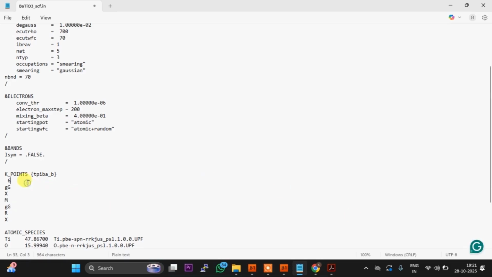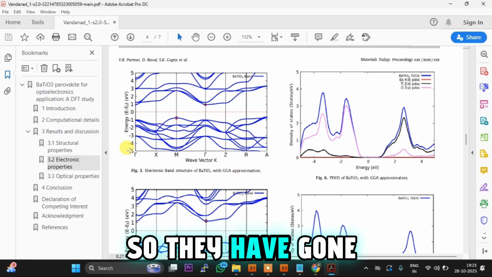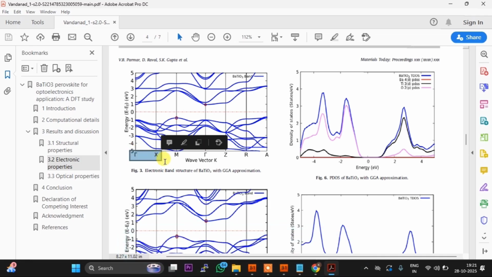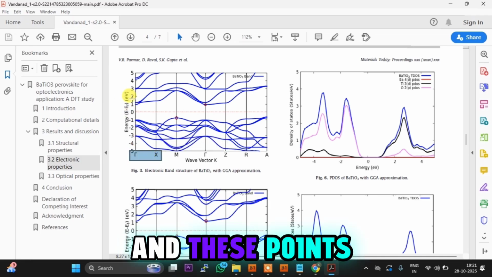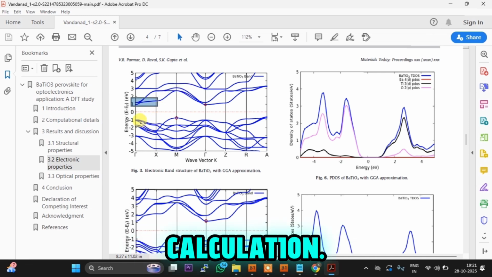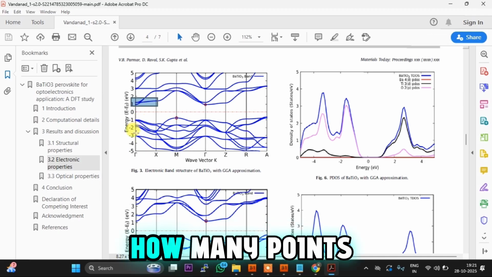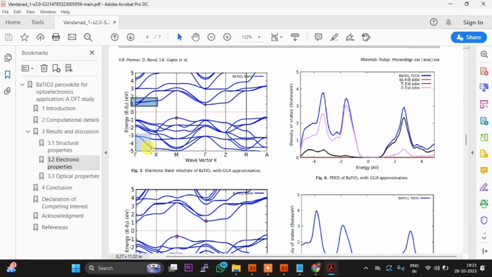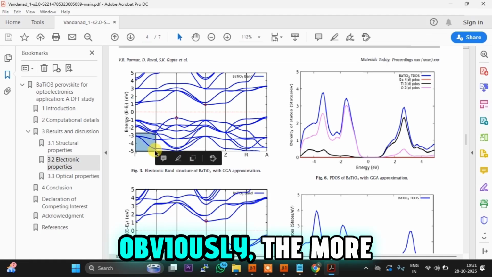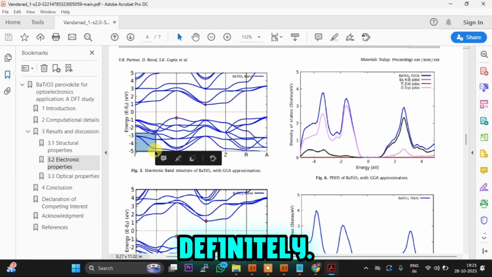Just take a look at this particular band structure. They have gone from gamma to X, right? And these points have been calculated. But you see, this is really a numerical calculation, so it is not continuous. The point is, how many points should we take from gamma to X? Obviously, the more you take, the better the interpolation and the better the graph quality, definitely.